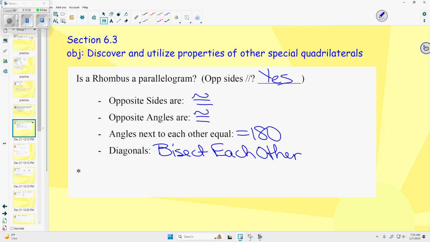What makes a rhombus a rhombus? What's special about a rhombus? Back to your Ed puzzle information. That one special quality. If you're not sure, maybe you take out your Ed puzzle notes and check. What makes a rhombus a rhombus?